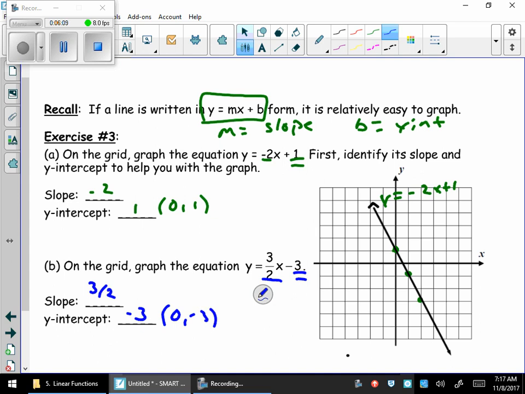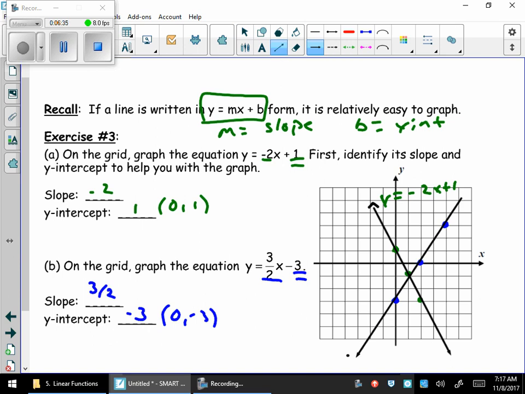Once again, I'm going to plot my y-intercept first. I'm going to go down 3 spaces from the origin. 1, 2, 3. Then I'm going to follow the pattern of my slope. The top number tells me that I'm going to go up by 3. 1, 2, 3. The bottom number of that fraction tells me to go 2 to the right. So it's up 3 and 2 to the right. Just like we did in the last question, it is a minimum of 3 points. Once you have a minimum of 3 points, you're going to use your straight edge and connect those points.